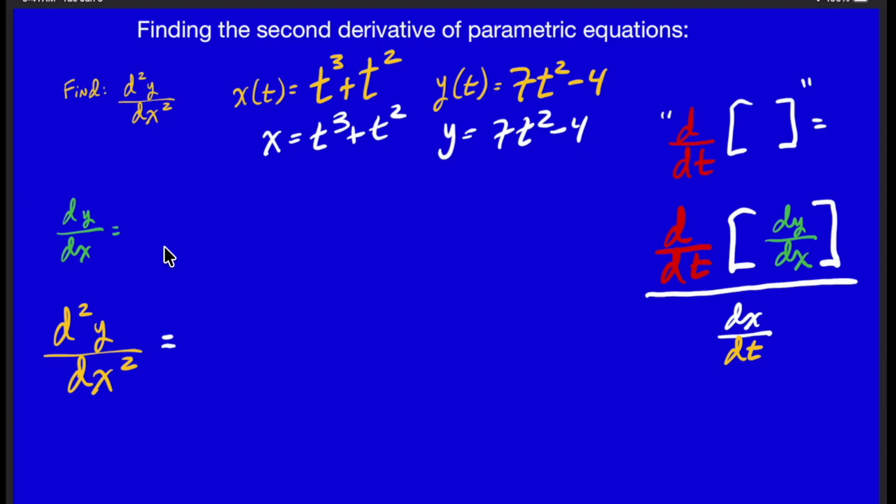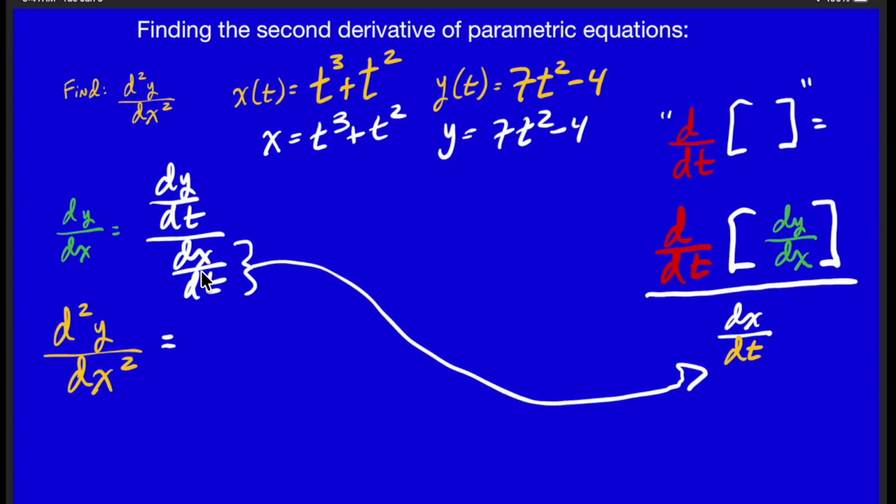Okay, so what's our game plan? First, we're going to find dy/dx, the first derivative. And how do we do that? We find dy/dt and then dx/dt. And once we find dx/dt, we're not going to change that. We're going to take whatever this is and use that in our formula to get the second derivative in part 2. We're going to keep that as is.